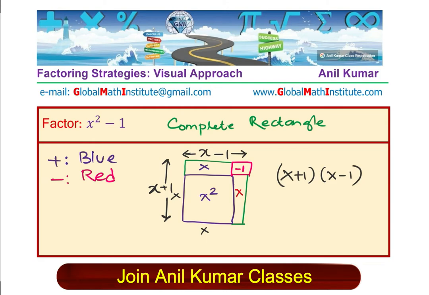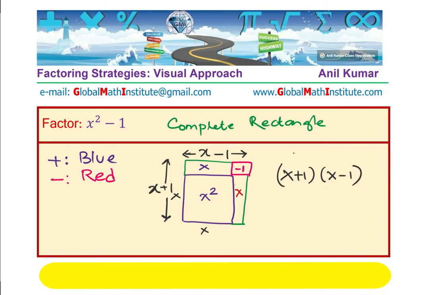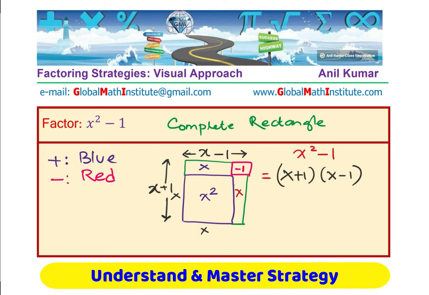So we have factored the given expression, which was x squared minus 1. Do you see that? So x squared minus 1 now is x plus 1 times x minus 1. You can do your math here.